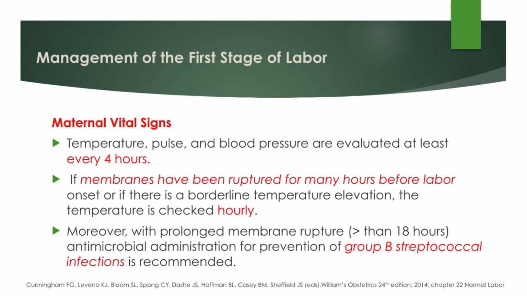Of course, we have to monitor also the maternal vital signs, and temperature, pulse, and blood pressure are usually evaluated at least once every 4 hours. If membranes have been ruptured for many hours prior to labor, or if there is a borderline temperature elevation, the temperature is checked hourly or every hour. Moreover, with prolonged membrane rupture, that's more than 18 hours, antimicrobial administration for prevention of group B strep infection is recommended.